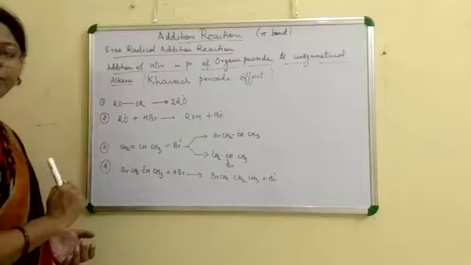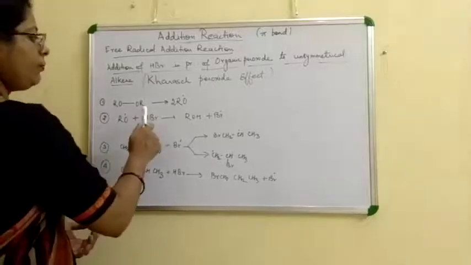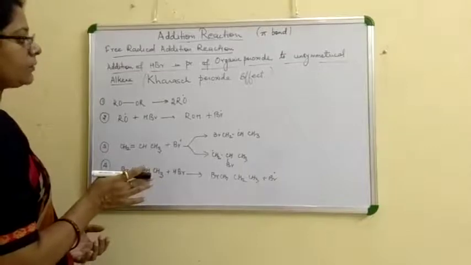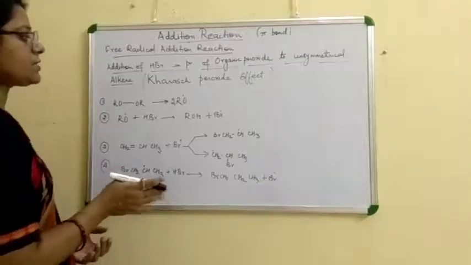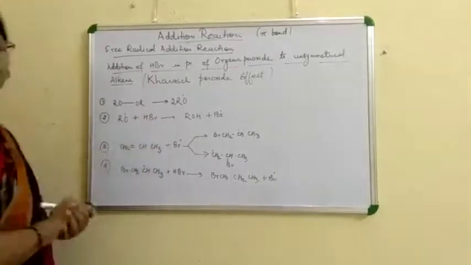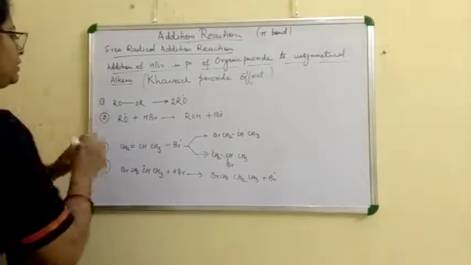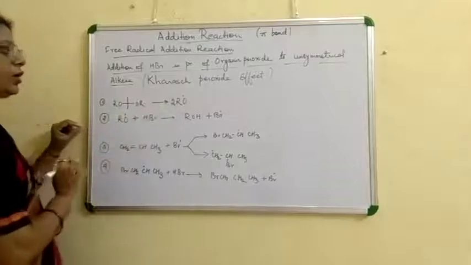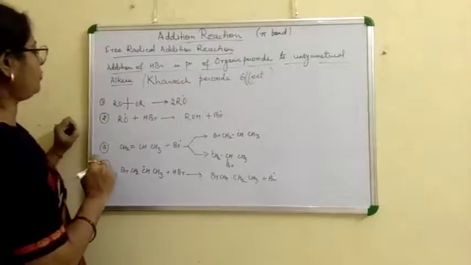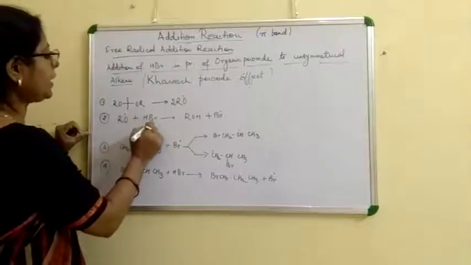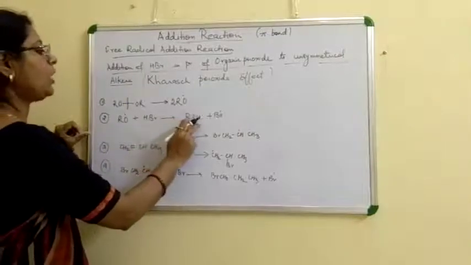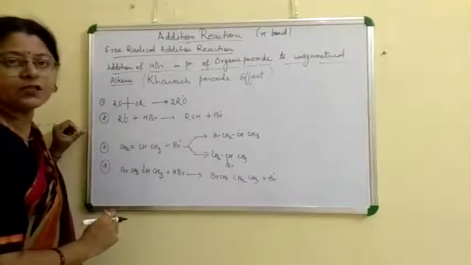In presence of sunlight, it will break down by photolysis or pyrolysis into free radicals. Here the homolytic cleavage takes place and two free radicals RO are formed. RO free radical reacts with hydrogen bromide and it will change into ROH and bromine free radical is formed.